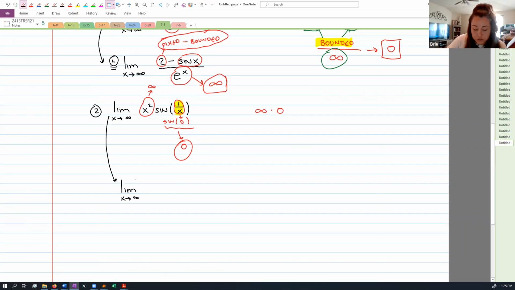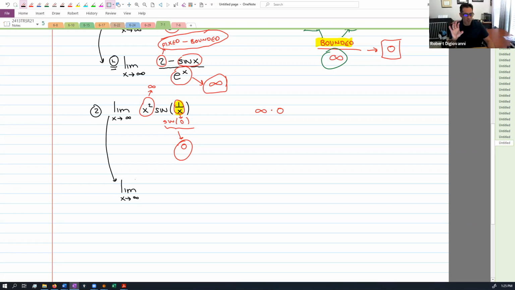No, I don't think the natural log is going to help here. I turned the 1 over x into x to the negative first, and then I did a product rule. So you turn it into the denominator?